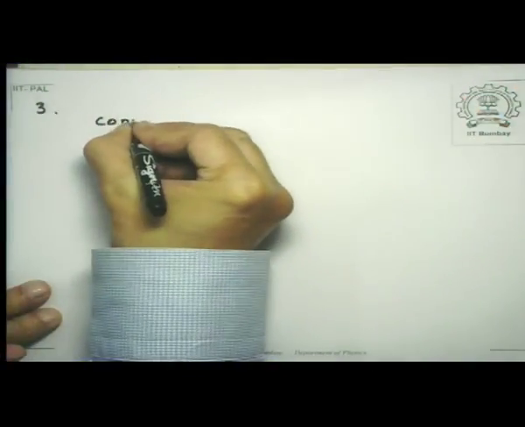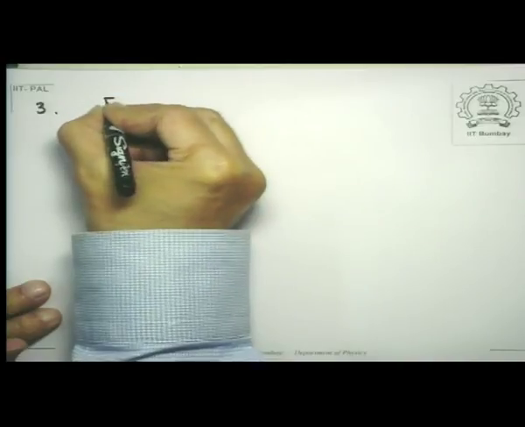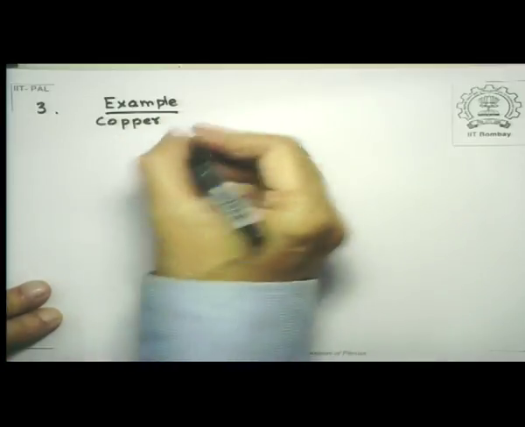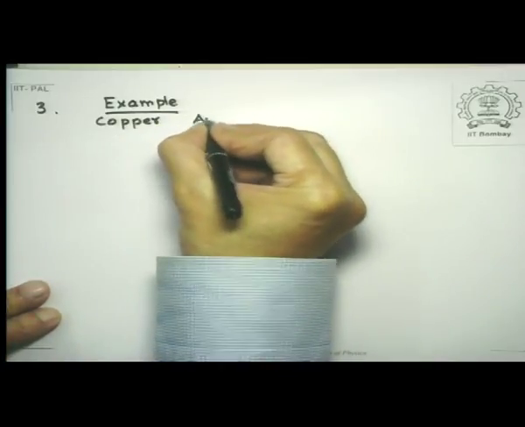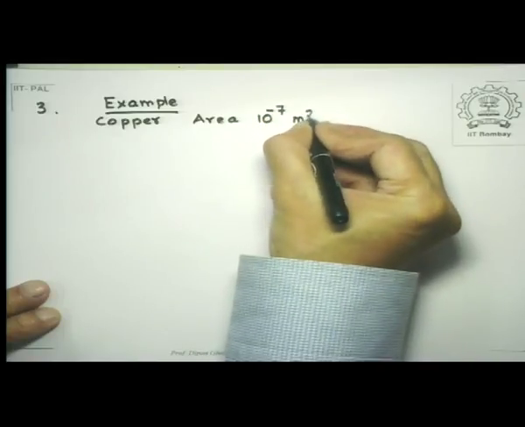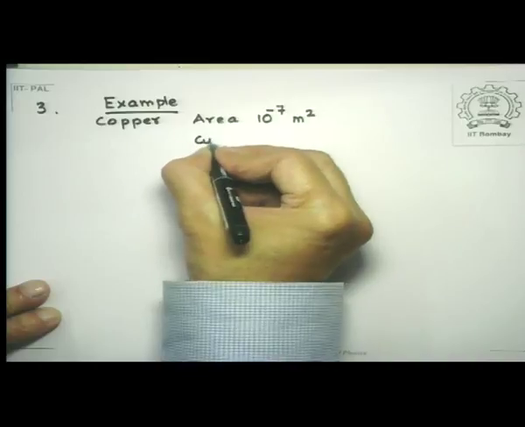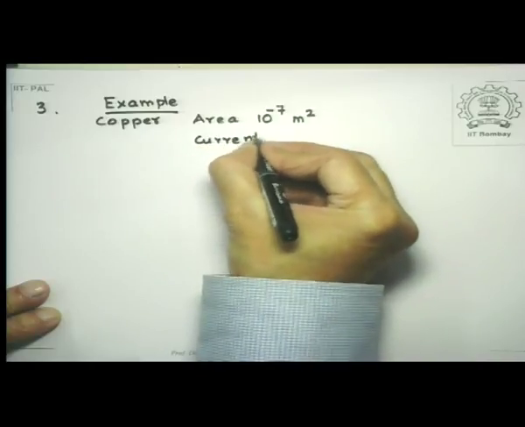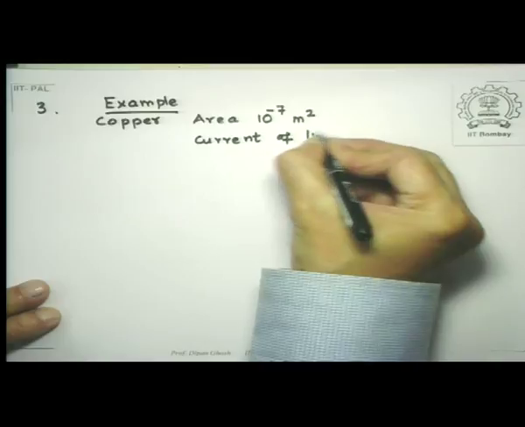Now I will illustrate these with a numerical example. So let me look at a particular problem. Suppose I have a sample of copper having a cross sectional area of 10 to the power minus 7 meter square, and suppose this carries a current of 1.5 amperes.